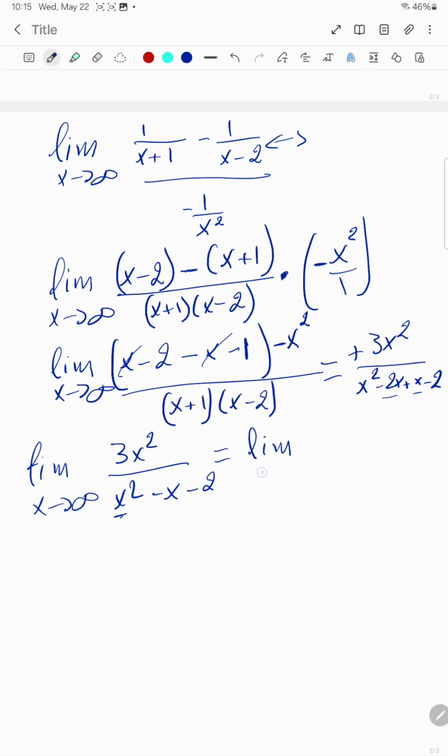It's equal to the limit when x goes to infinity of 3x squared divided by x squared times (1 minus 1 over x minus 2 over x squared). So now I can simplify x squared and x squared here, and minus 1 over infinity, because x goes to infinity, is 0, and minus 2 divided by infinity is 0. So I will have 3 divided by 1, which is equal to 3. So that limit is equal to 3.